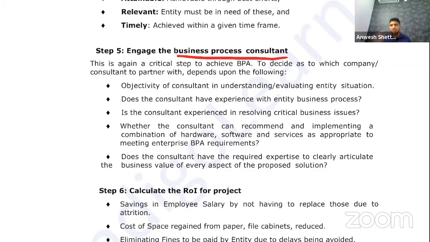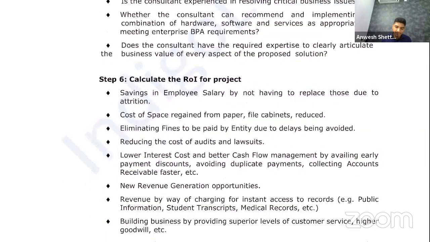Okay, because every automation has some cost. So he will say this will cost you, let us say 10 lakh rupees. Now the school has to sit back and think whether it is worth spending 10 lakh rupees. That is the next step, that is, calculate the ROI for the project, return on investment.